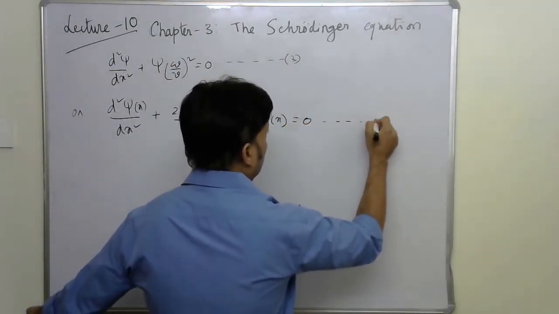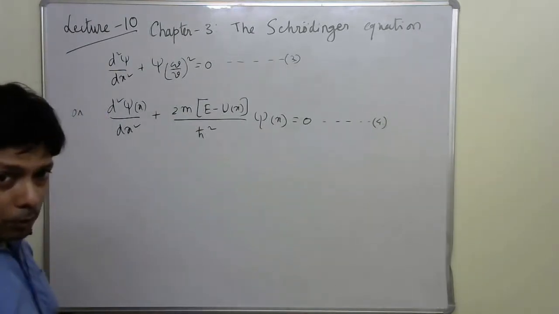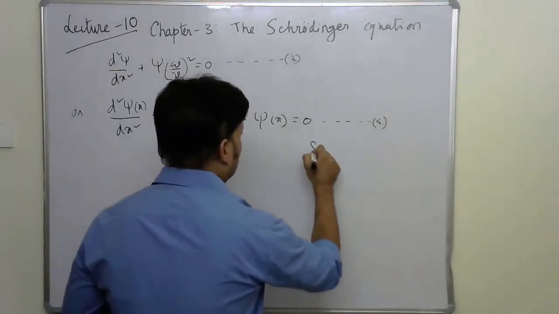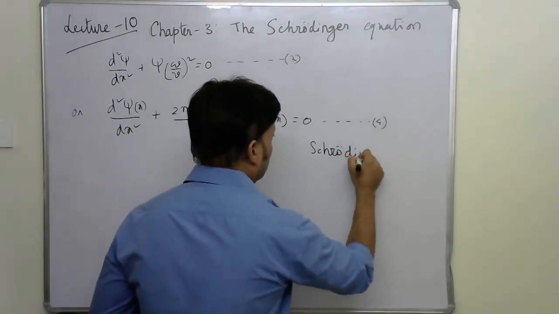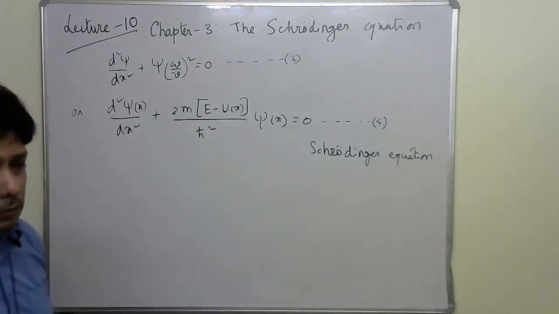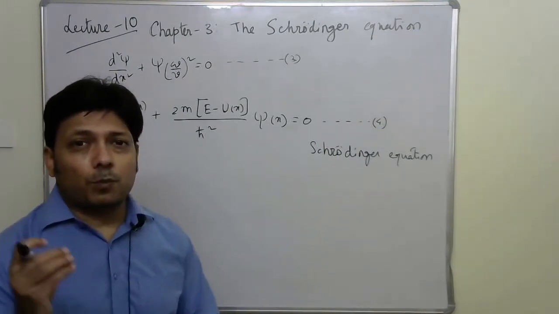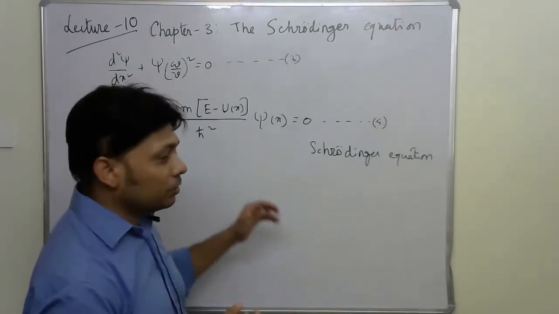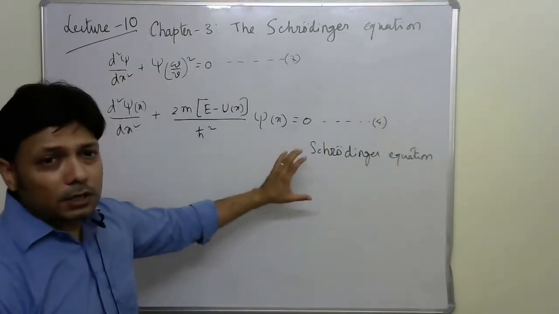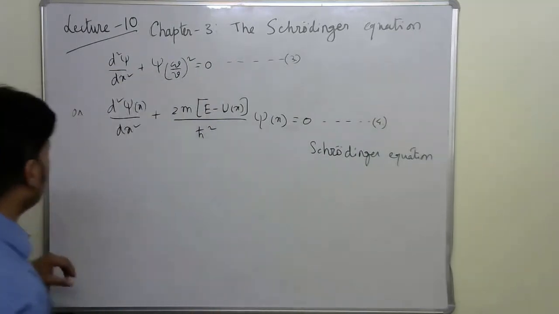So here we get equation number 4, and this equation number 4 is called the famous Schrodinger equation for a quantum mechanical particle, which is an electron, which is under a potential energy field, and its potential energy is U of x. And of course, this is called the time-independent Schrodinger equation for a particle under a potential energy field.